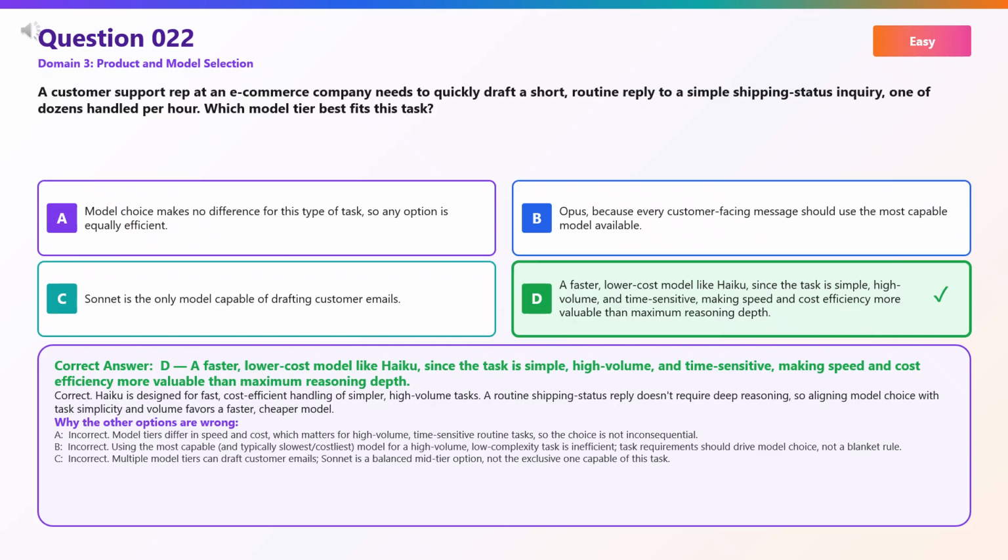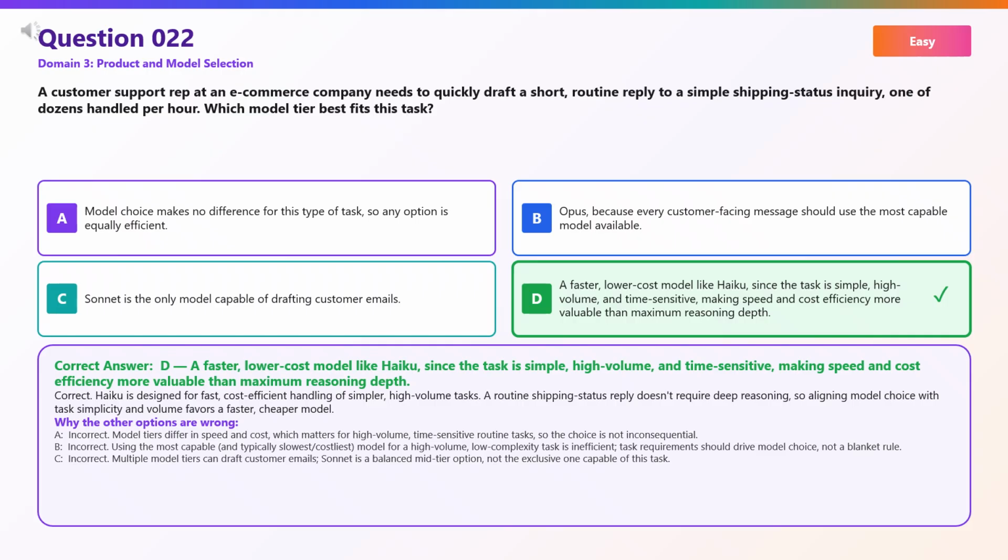A. Model choice makes no difference for this type of task, so any option is equally efficient, is incorrect. Model tiers differ in speed and cost, which matters for high-volume, time-sensitive routine tasks, so the choice is not inconsequential. B. Opus, because every customer-facing message should use the most capable model available, is incorrect. Using the most capable and typically slowest and costliest model for a high-volume, low-complexity task is inefficient. Task requirements should drive model choice, not a blanket rule.